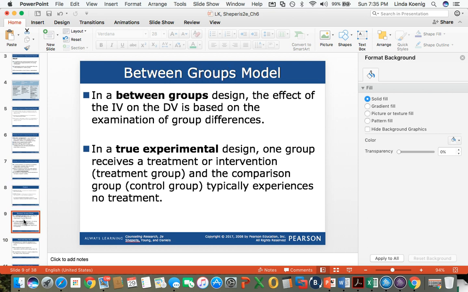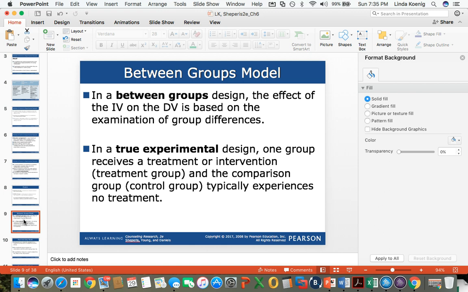All right, between groups. If we have a between groups design, the effect of the independent variable on the dependent variable is based on the examination of group differences. So we're going to look at the difference between group 1 and group 2, and if the difference is statistically significant, then yay, we found something. If it's not, we found something too, but we haven't found anything that's hugely significant.